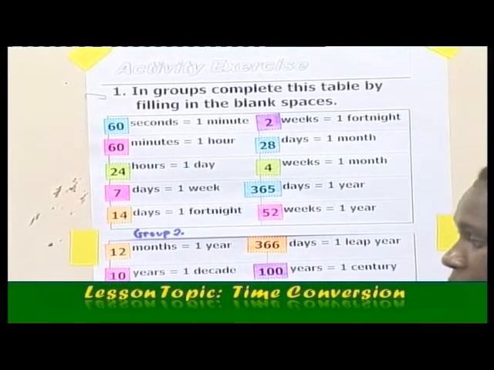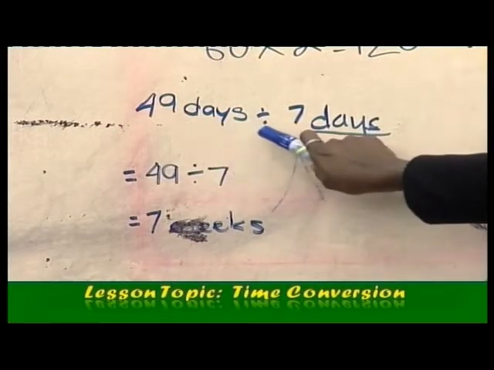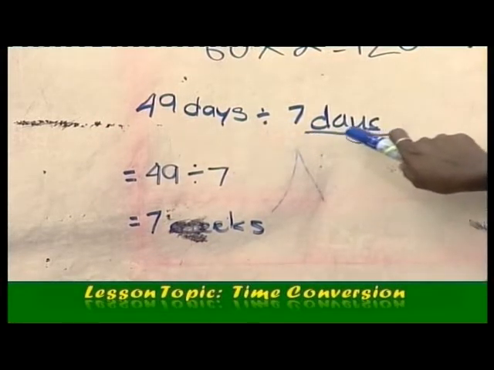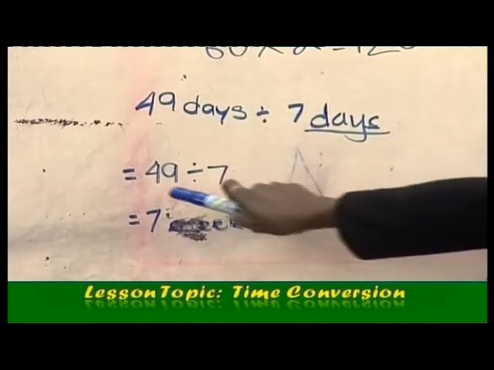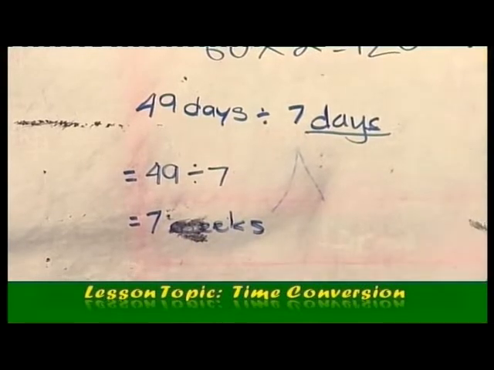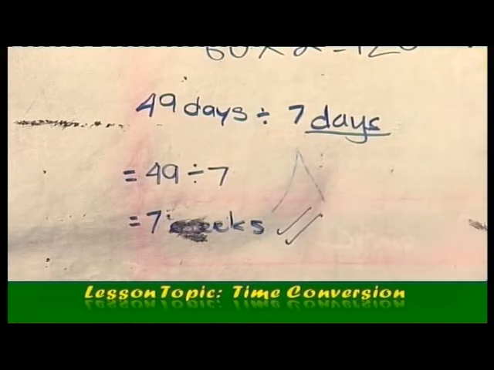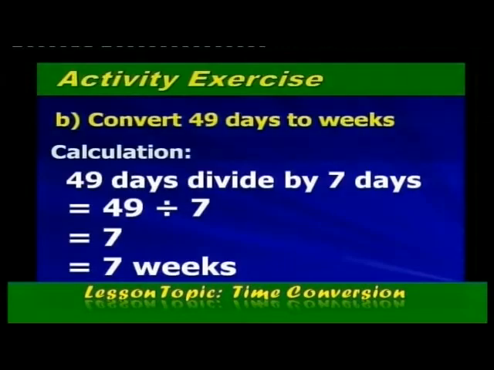One student came up with the correct working out, which I agree with. 49 days divided by 7 days, and not 7 weeks, equals 49 divided by 7. And this is the final answer that we should have come up with. So thank you, Michaeline's group, for that working out to the second problem. So we have it there. Remember, you must also write down the unit.